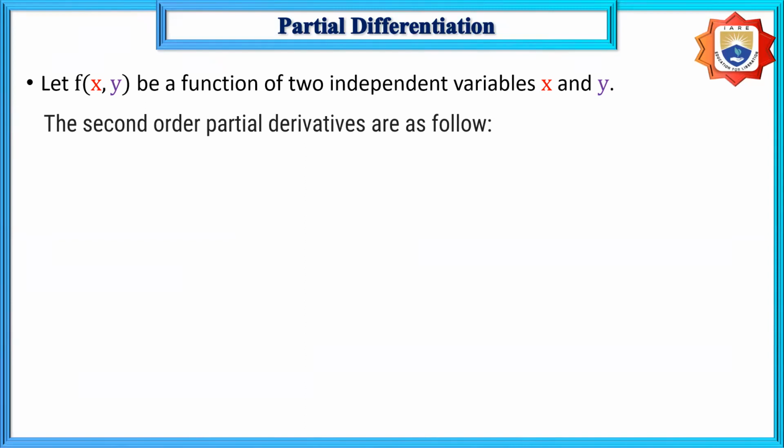One is dou by dou x of dou f by dou x. Within the bracket you studied the first order, but for the second order, once again we take dou by dou x of dou f by dou x, which is dou square by dou x square. That means dou square by dou x square is nothing but dou by dou x of dou f by dou x, and sometimes it is also written as fxx.